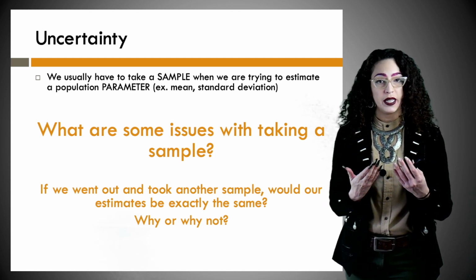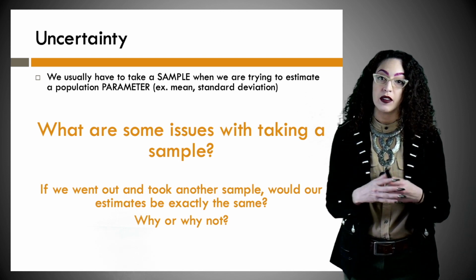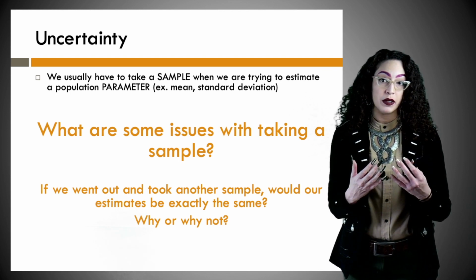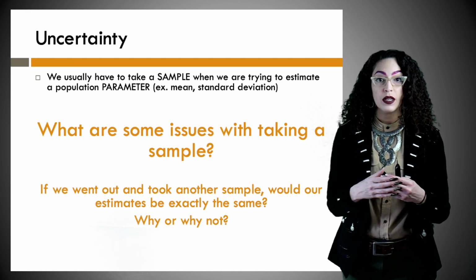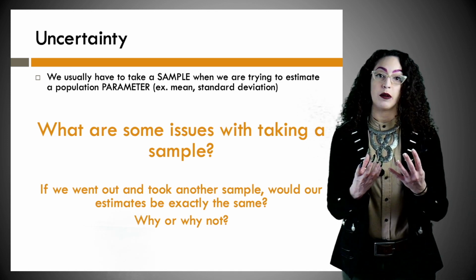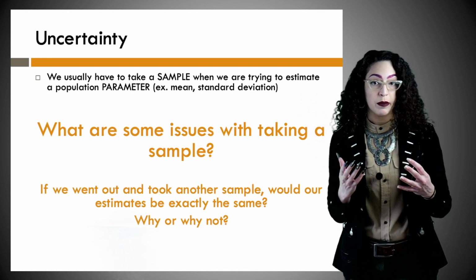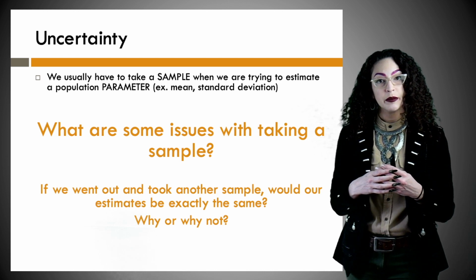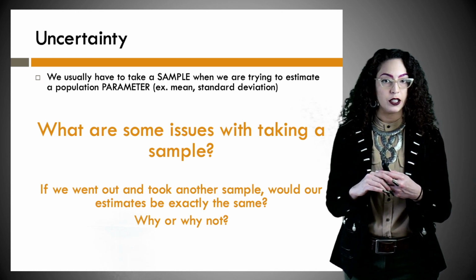So what are some issues with taking a sample? Well, inherently it is a sample. It is a subset of the population. Even if you sampled really well, it might have some people that were a little high or a little low. So let's say that we have one sample mean that we calculated. If we went out and took another sample with different people, randomly again, would our estimates be exactly the same? Why or why not? Think about this for just a second.